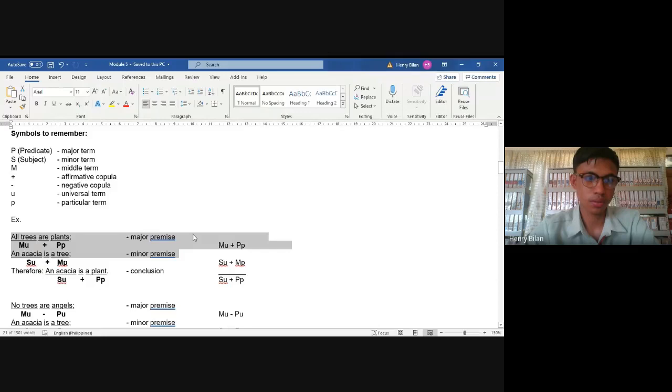So let us try to understand this proposition. All trees are plants. An acacia is a tree. Therefore, an acacia is a plant. So, simulan natin sa conclusion. Nasaan ang ating major term? Again, the major term is our predicate. So, a plant. Ito. Sir, ano bang ibig sabihin ng P and P? Malaki na P at maliit na P. Malaking P is predicate, major term. Maliit na P, particular term. So it means our major term is particular.